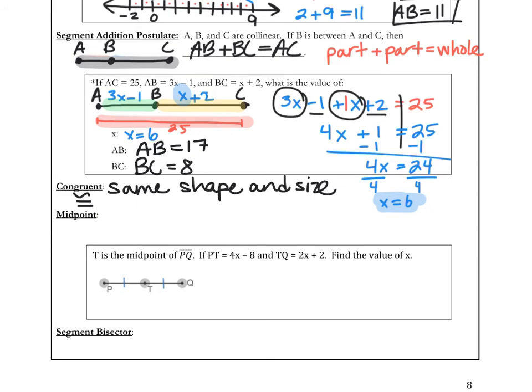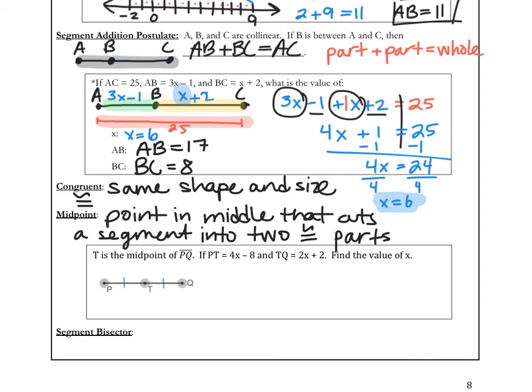Okay, we also talked about midpoint today. It is a point in the middle that cuts a segment into two congruent parts. If we have a segment like this, A, B, and our midpoint M is in the middle, then we mark that they're congruent here and here because those two pieces are the same since M is in the middle.